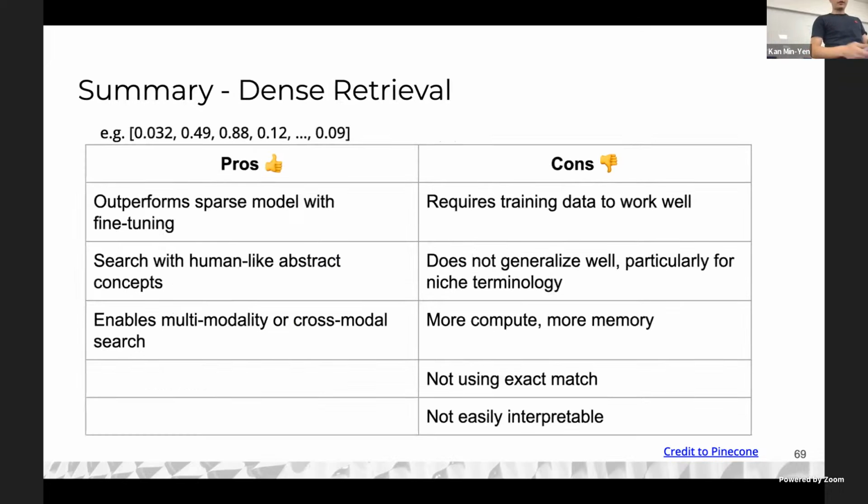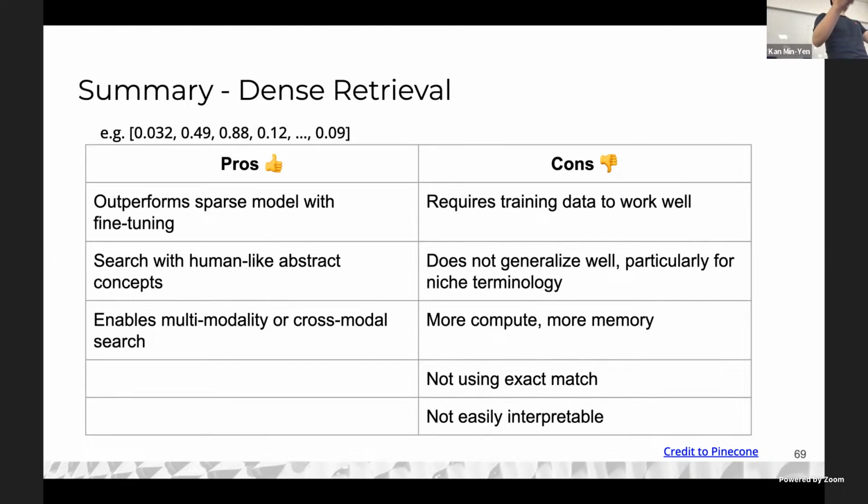And on the other hand, for dense retrieval, there are many pros. Of course, it outperforms sparse models with fine-tuning. So as long as you have some training data, you can train the dense model. And it can search with human-like concepts, meaning that it does not rely on the terms, but just on the overall semantics of your queries. And it also enables multimodal search and cross-modal search, right? So let's say if you want to search an image based on your text, then you can't do it with BM25, right?